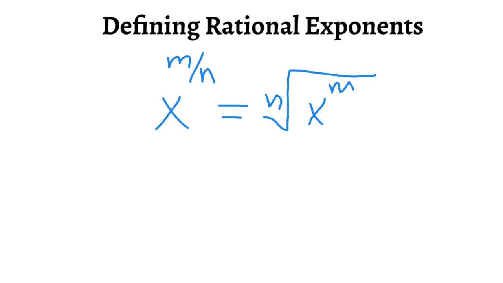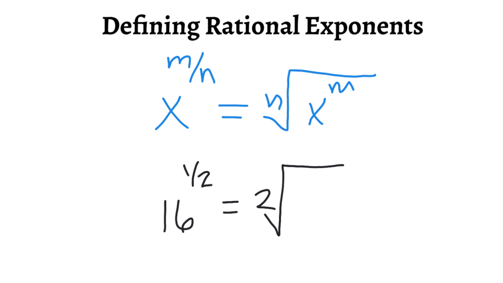But here's one that we're going to be looking at quite a bit. What we're going to focus on most in this video is what happens when we raise something to the 1/2 power. Let's say 16 to the 1/2 power. If I follow my rule, the 2 will go on the outside, and then the 1 will stay with the 16. 16 to the 1 power is just 16.